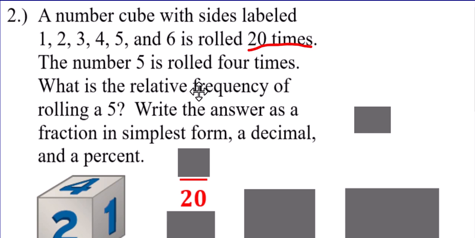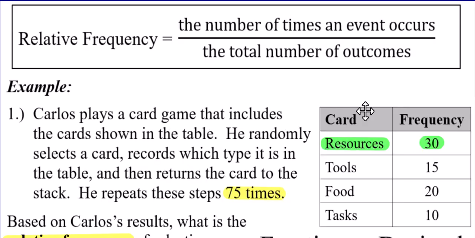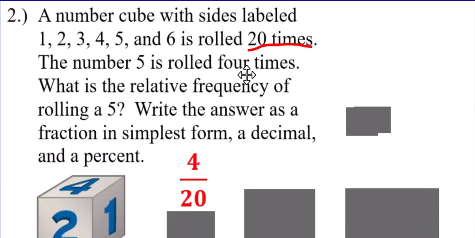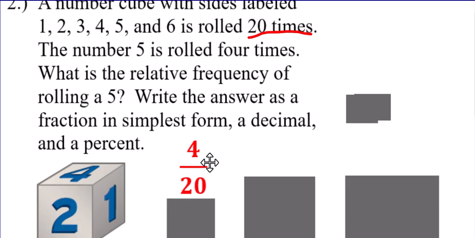What is the relative frequency of rolling a 5? Okay, don't put a 5. There were not 5 5s. They got the 5 4 times. So the numerator is not the number 5. The numerator, if I can go back to the top of the page here, is the number of times the event occurs. The 5 occurred 4 times, so that is your numerator.